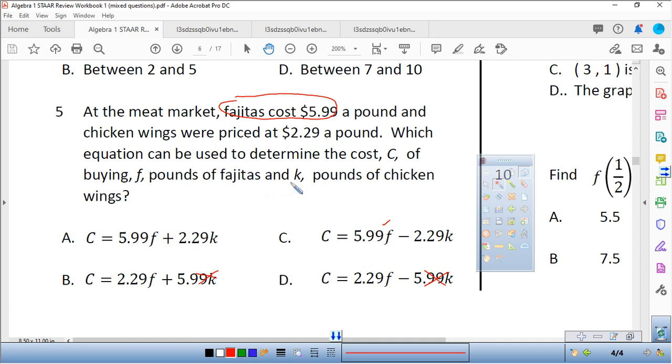Okay, that's kind of weird. So then let's see this one. Chicken pounds, right? Okay. So these two work. All right. Which equation can be used to determine the cost? This is kind of weird. It doesn't even tell you what's going on. But if anything, if you're going to buy both of them, okay.